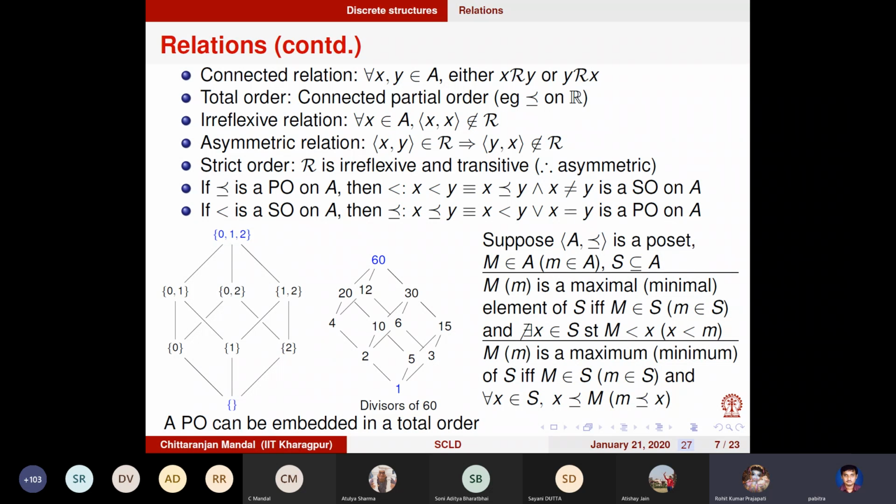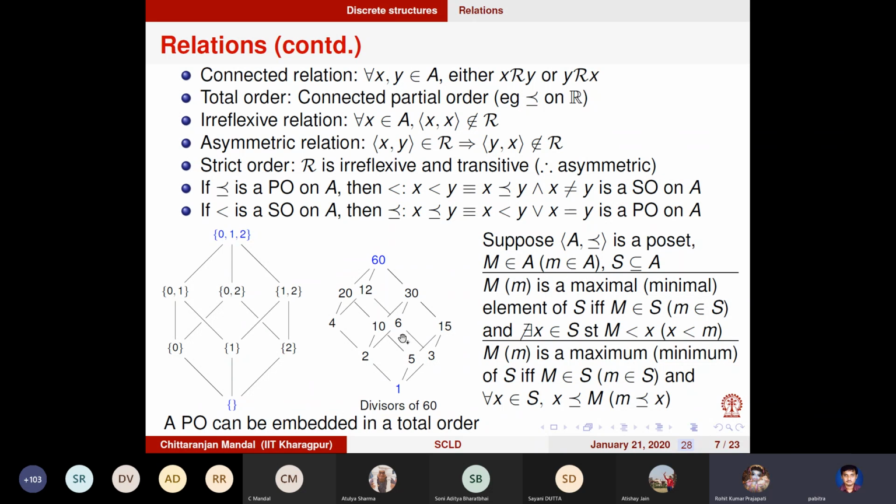So do you think 12 and 30 are comparable? No, according to that definition, it isn't, but we can get a GLB for 12 and 30, right? Yes, exactly. But see, the GLB is the maximum of the lower bound. So what is the lower bound set of 12 and 30? The lower bound set is 1, 2, 3, 6.